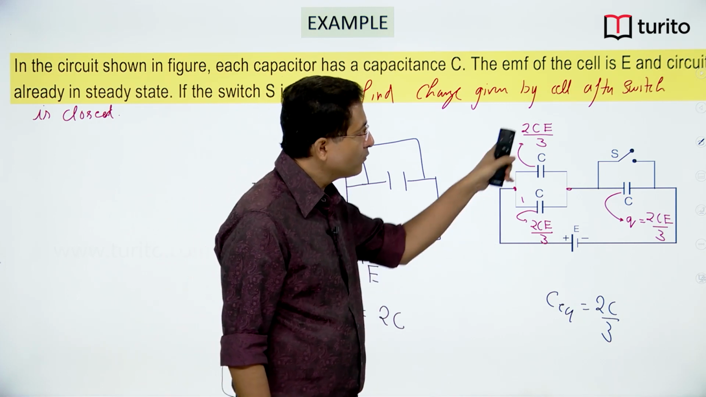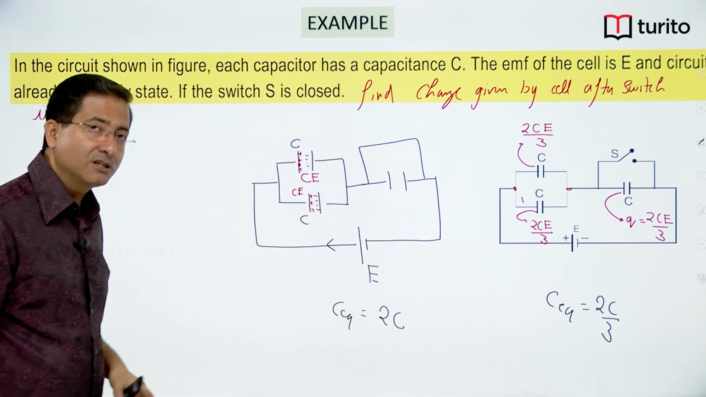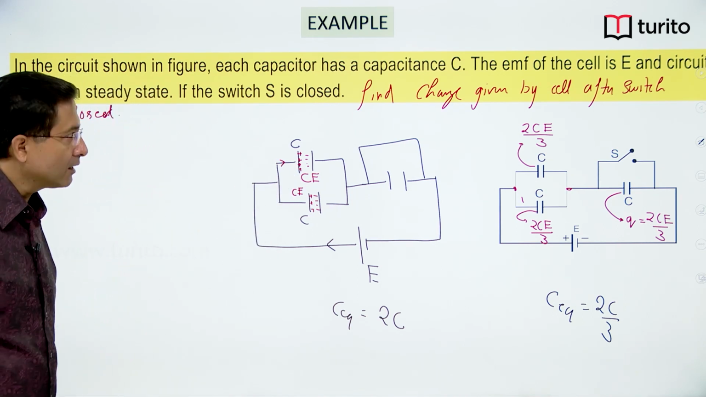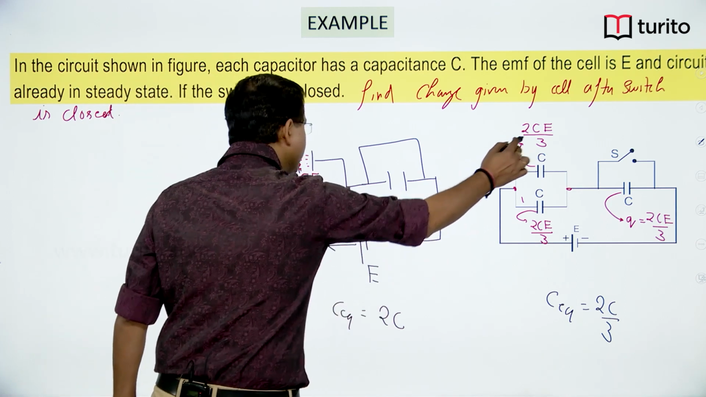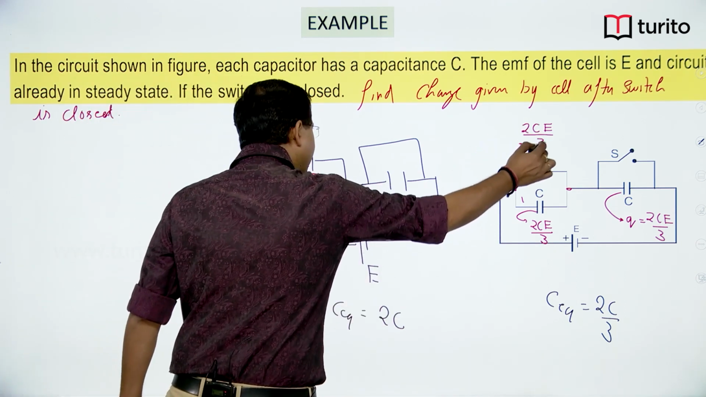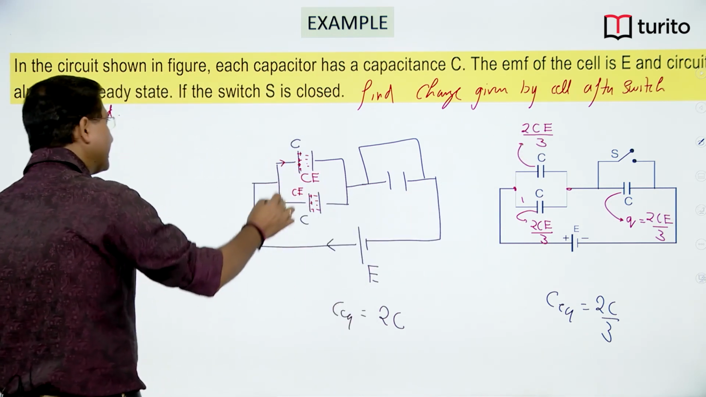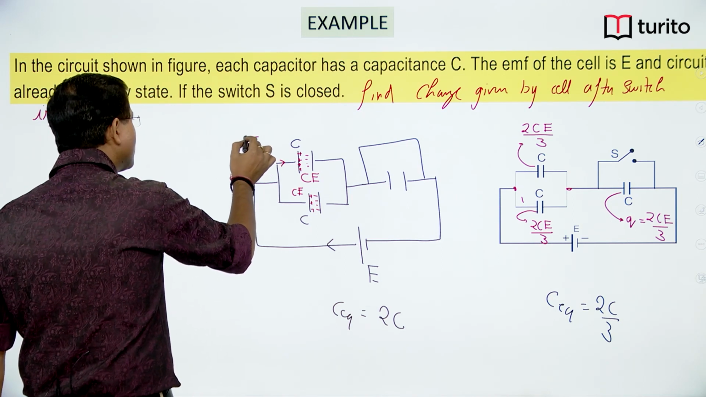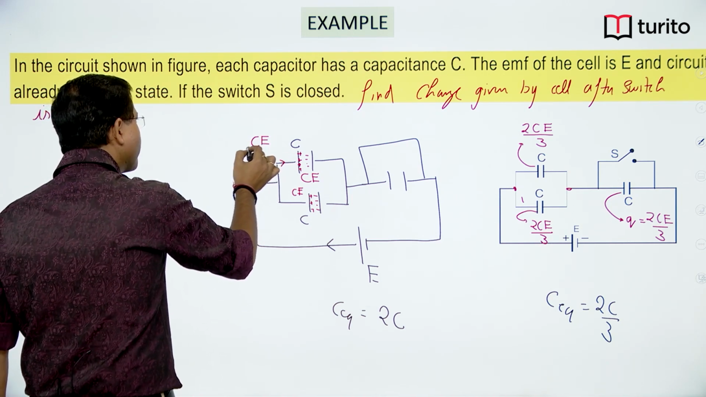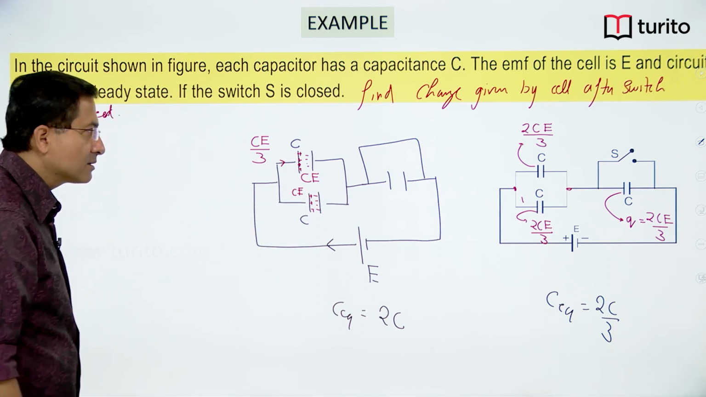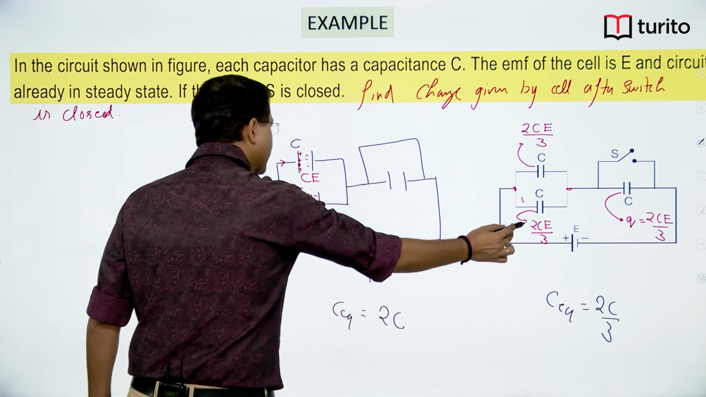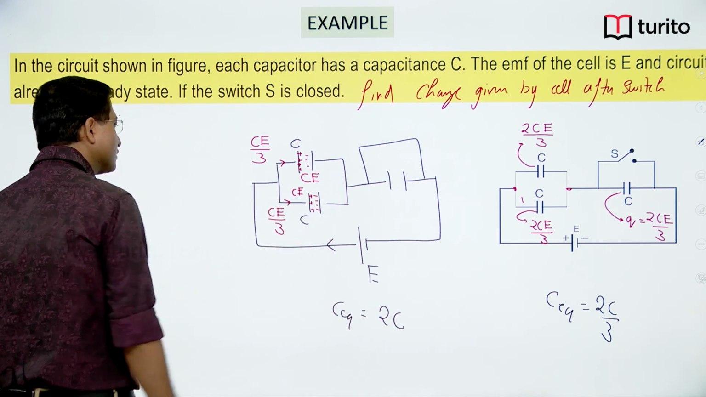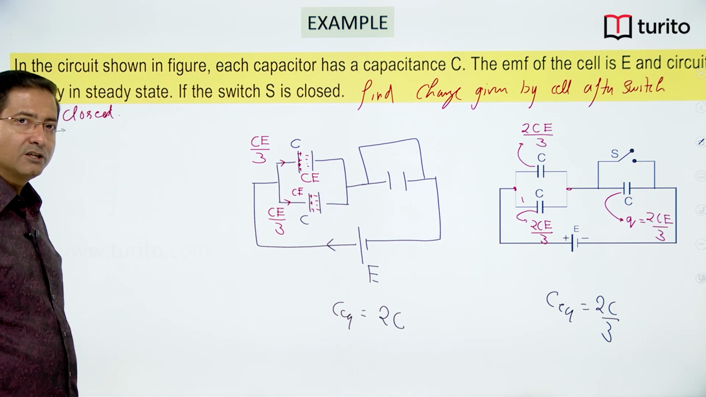Earlier this was having 2CE by 3 and this was having 2CE by 3. Now from 2CE by 3 it has become CE, that means what extra came, I am talking about extra, what extra came is CE by 3. It already had 2CE by 3 and now finally its charge is CE, that means the extra that came is CE by 3 for this capacitor. The same thing happens to this one, right. So extra charge coming into this capacitor is CE by 3.